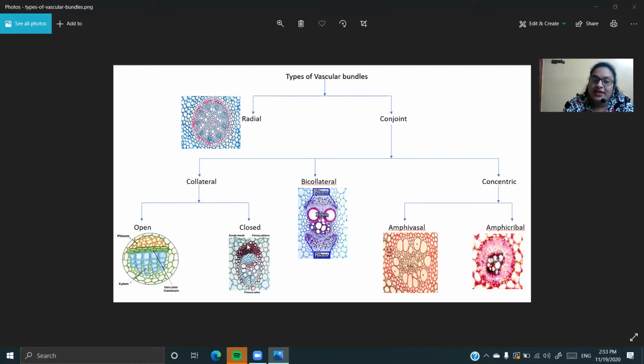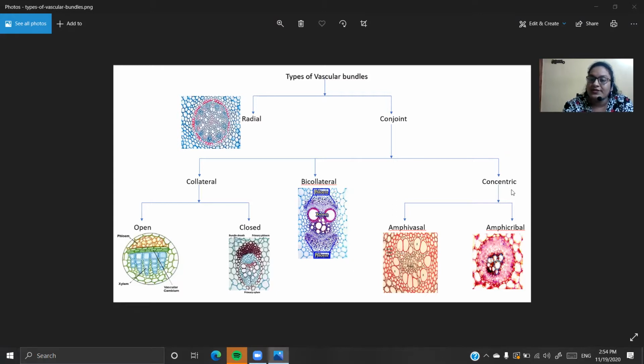Okay, and the next one we have is collateral closed. They are present one above the other, but there is no presence of cambium in between, so we call it as closed ones. And next we have is a conjoint, where again you can see that they are arranged one above the other, but it is bicollateral. This is bi because on both the surfaces, that is the exterior and interior of the xylem, you can see the presence of the phloem, as in the cucurbits.